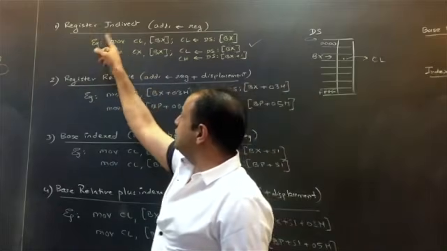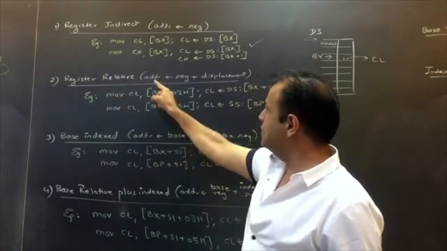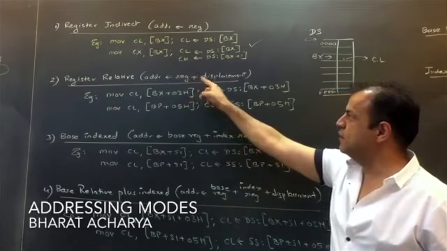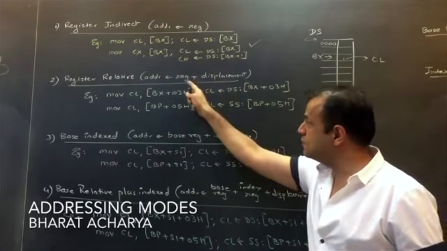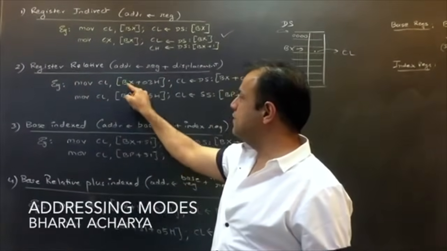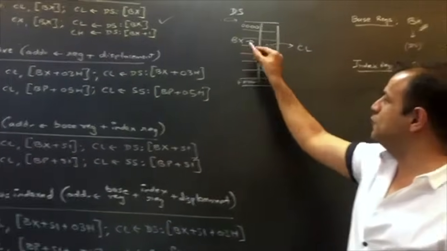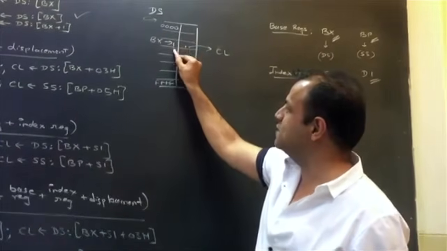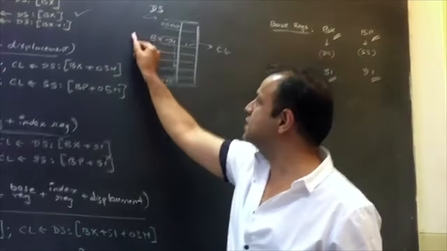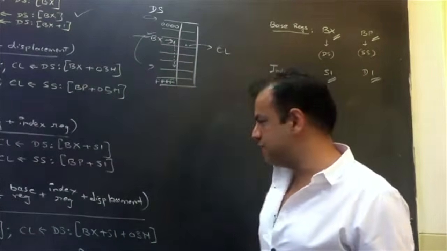The first form was register indirect. Now it's called register relative. Here, address is not simply given by a register. Address is given by a register plus a displacement. Example, MOV CL. Earlier we wrote only BX, now I'm writing BX plus 03. It's so simple. BX is pointing to some location. You're not getting data from that location. You're getting data from 3 locations ahead of that. So you're getting data from a location related to the one pointed by the register. Hence it's called register relative.